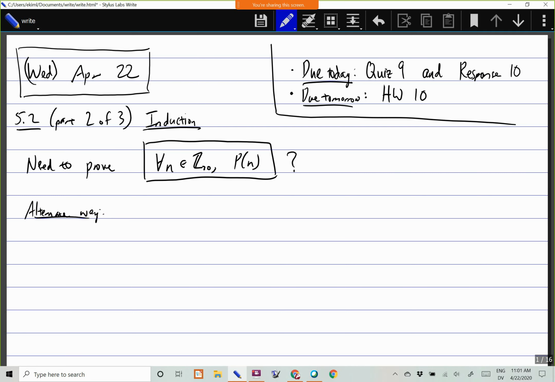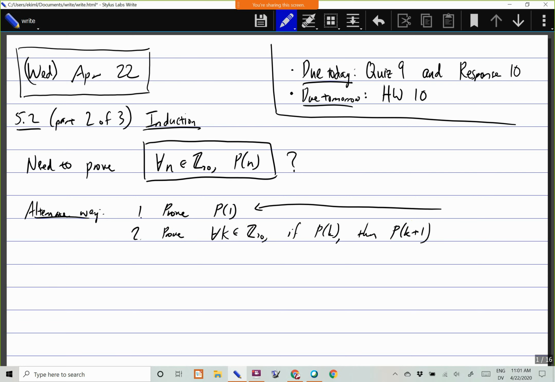The alternate way involves step 1, prove p of 1, and step 2, prove a different for all statement that starts the same: for all k in positive integers, if p of k, then p of k plus 1. So this first thing, proving p of 1, is called the base case, or the base step. And this second thing is called the inductive step. The p of k part, sometimes it's helpful to be able to refer to it. That's called the inductive hypothesis.